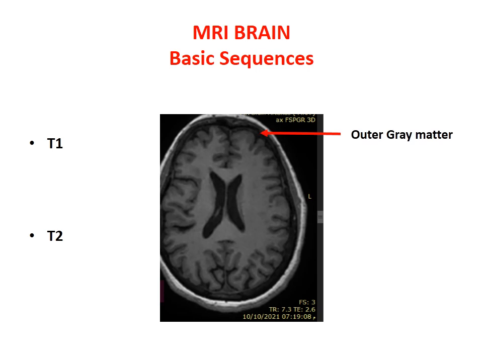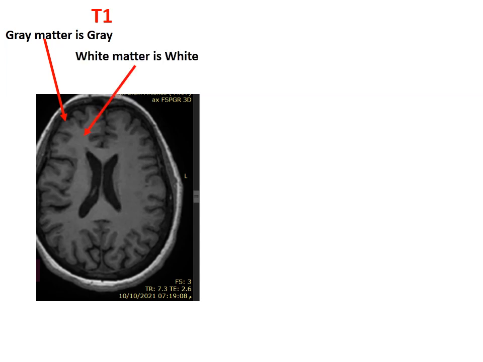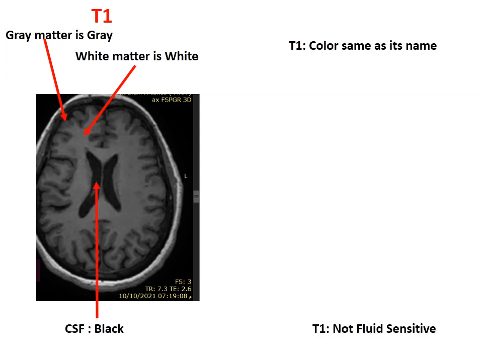For those who are not acquainted with MRI brain, we are usually looking for the outer gray matter, the inner deep white matter, and the CSF in the ventricle. For T1, the outer gray matter will look gray and the deep white matter will look white. What we observe here is that the color is the same as the anatomical name. The CSF is black because T1 is not fluid sensitive.